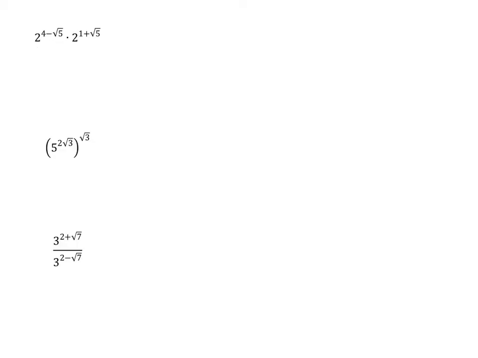Now, the great thing is that the rules of exponents still apply. So we've got a base of 2, and we're multiplying, which means that we can add these two exponents together. So we get 2 to the 4 minus square root of 5 plus 1 plus the square root of 5. 4 plus 1 is 5. Negative square root of 5 plus square root of 5 is 0. So this is 2 to the 5th, which is 32.